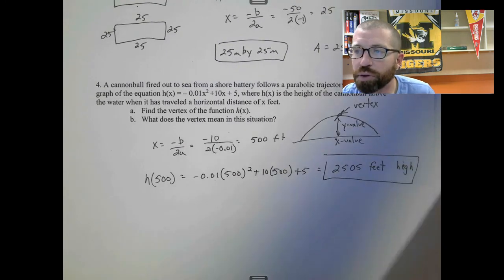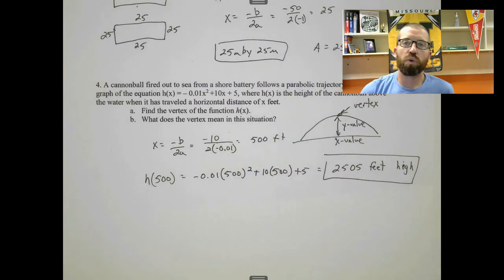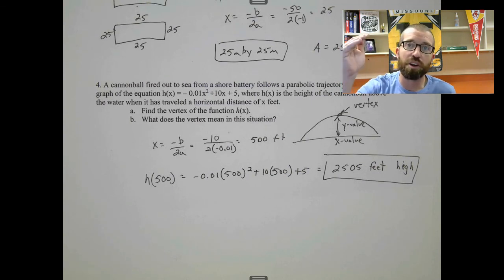So if you have a word problem with quadratics, a lot of times you either want to look at the vertex or the y-intercept. Almost always the vertex represents the maximum in the given situation. The y value is actually the maximum value, and the x value is when that occurs.